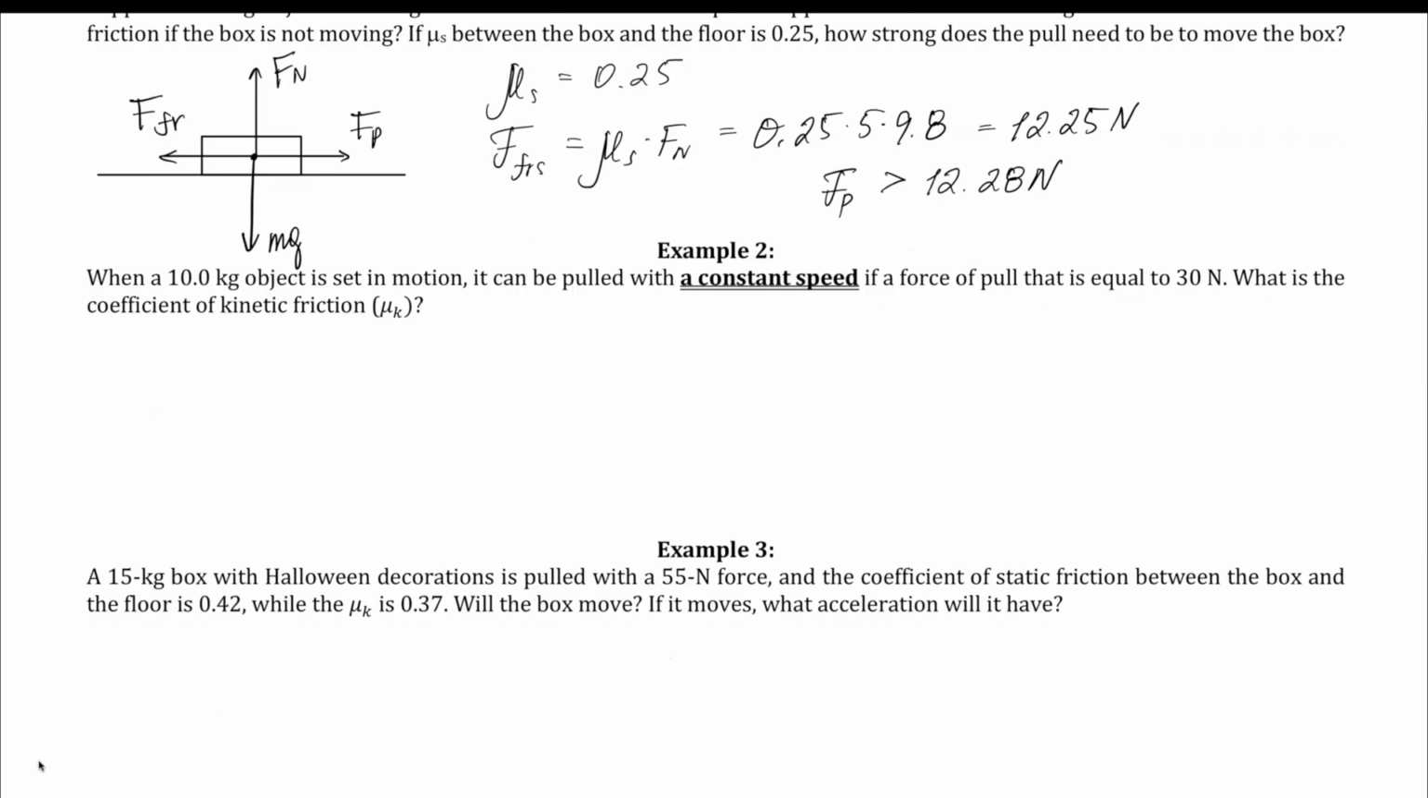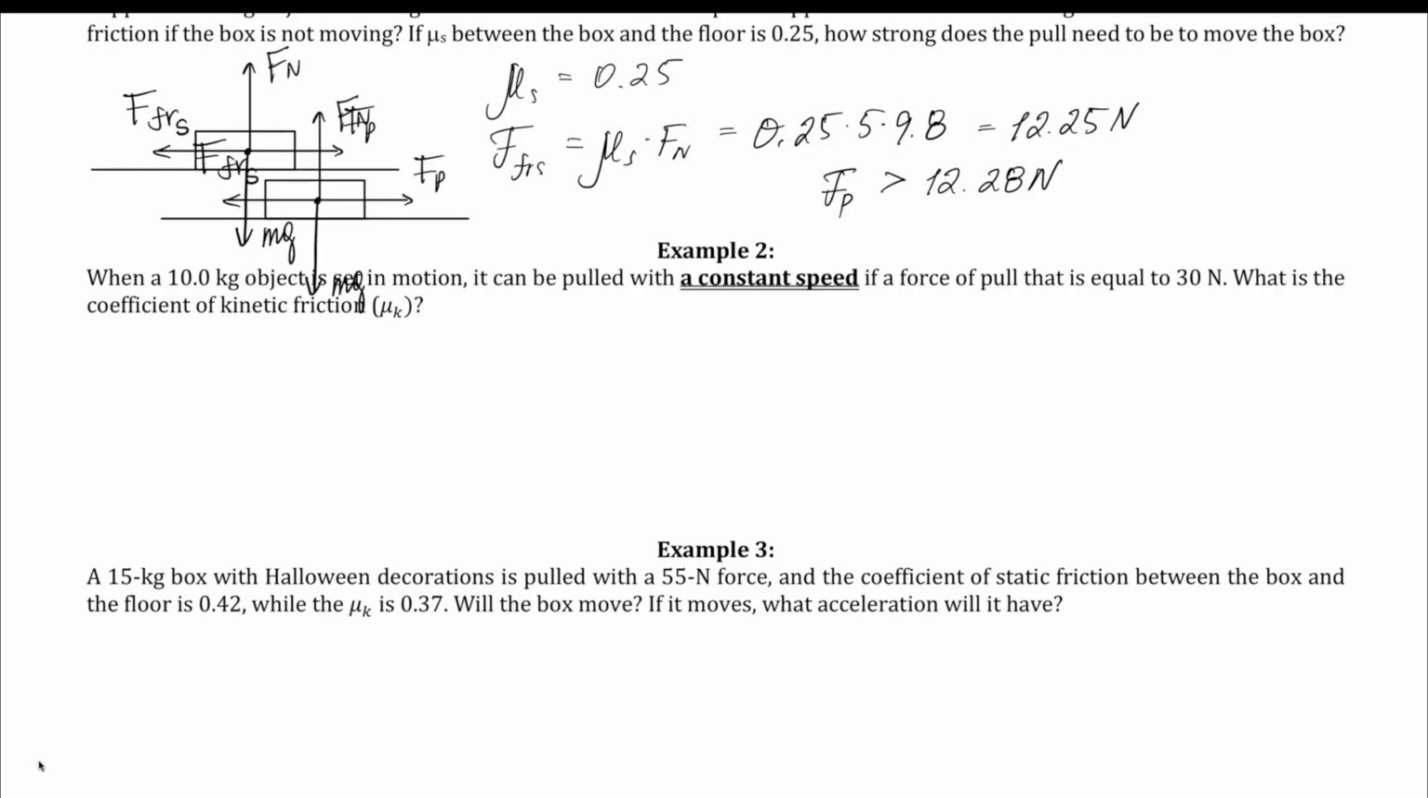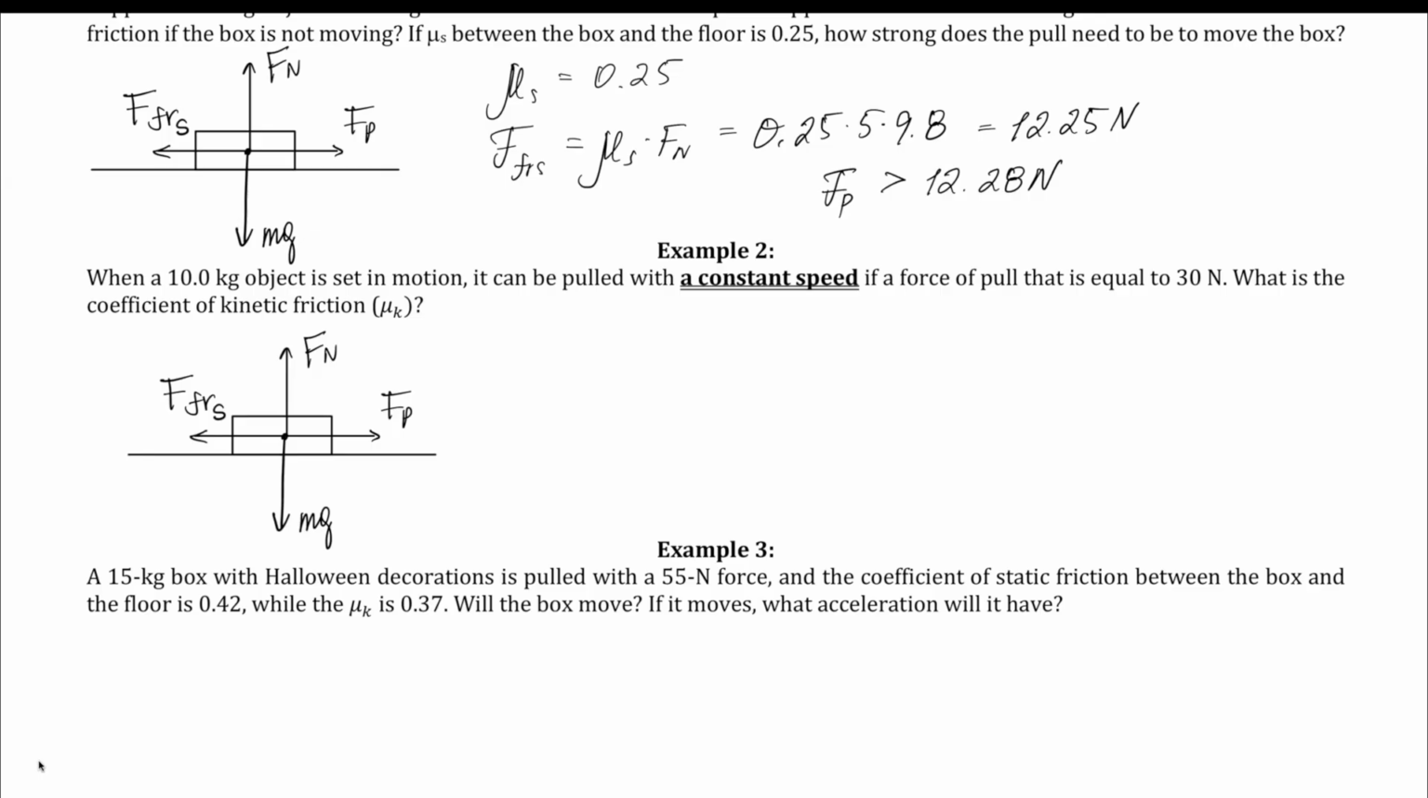Question number 2, in this case, the object is at constant speed and it's moving. So if I put static friction here and just lazily duplicate this, because it's going to be the same, I need to change this to kinetic. Boom. Because it's constant speed, then force of pull still equals force of friction, in this case kinetic. Then what is the kinetic coefficient?